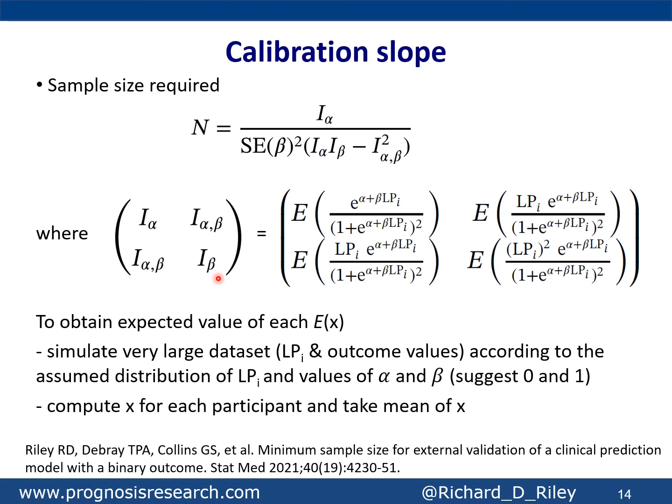So this is all done behind the scenes in the computer programs, but it's all based on the assumptions. And then these are the values of the unit information matrix, and the sample size is a function of these, like I said, and the target standard error. So now we're in business to do our sample size calculation.